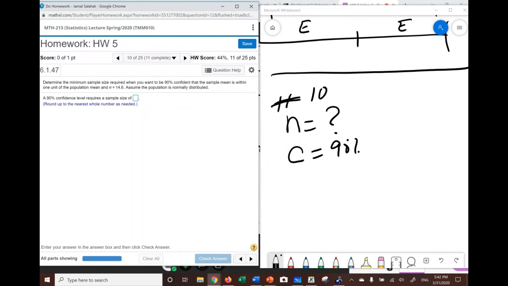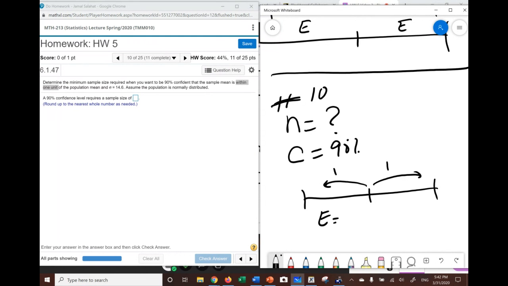Now, let's read this carefully here. It says, determine the minimum sample size. In other words, what is n required when you want 90% confidence that the sample mean is within 1 unit. Within 1 unit means you can go 1 unit this way, and you can go 1 unit this way. In other words, the error is equal to 1.